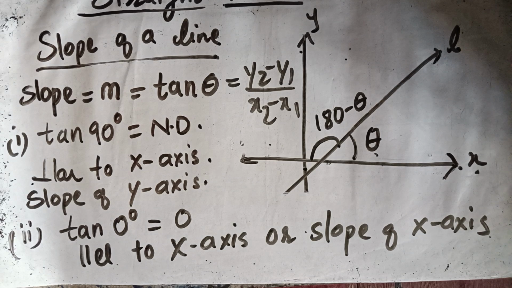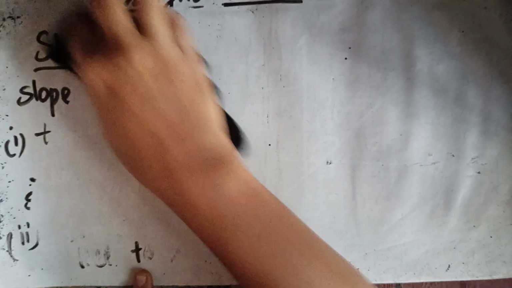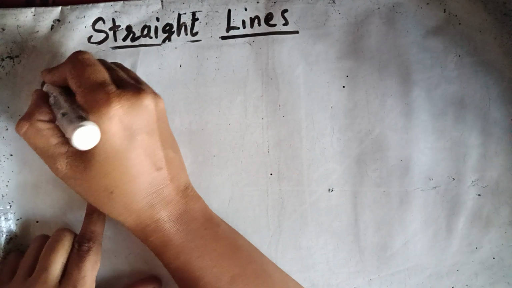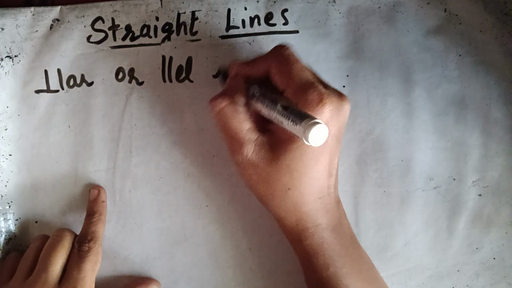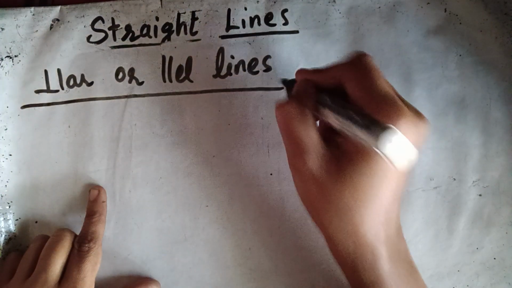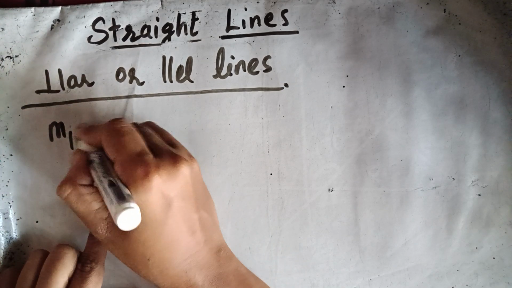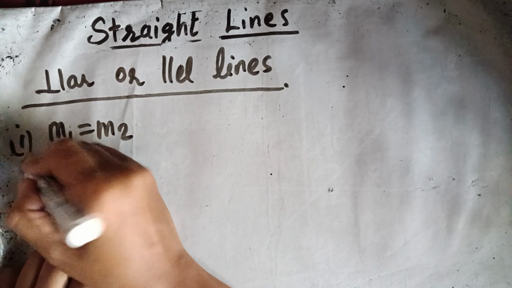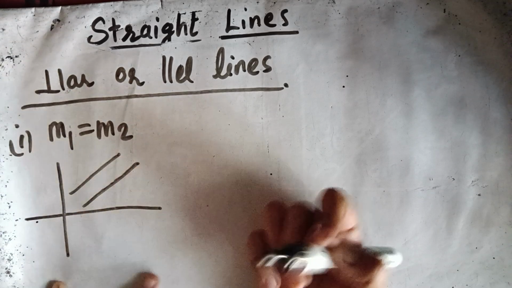Then we have the conditions for parallelism and perpendicularity of lines in terms of their slopes. Whether lines are perpendicular or parallel can be determined by their slopes also. If the slopes are equal, what does it mean? The lines are parallel.